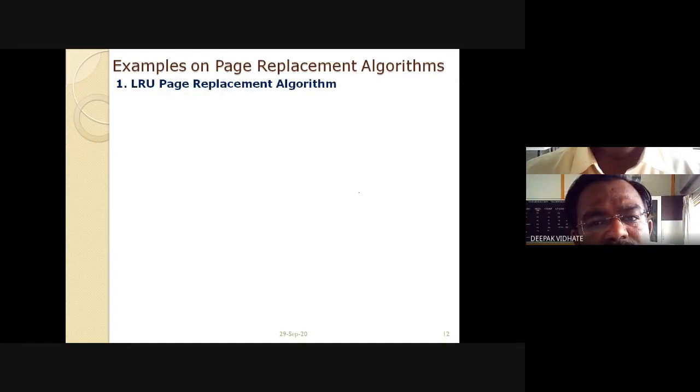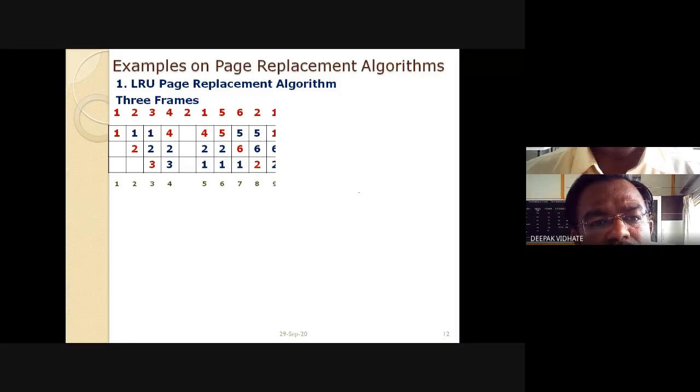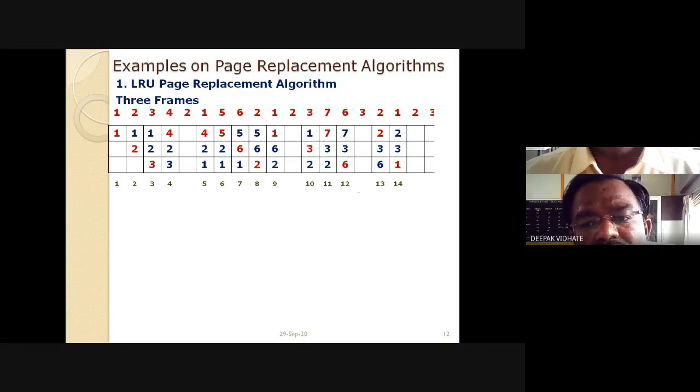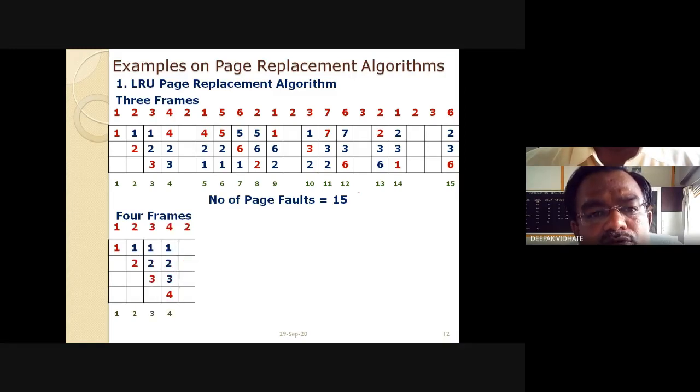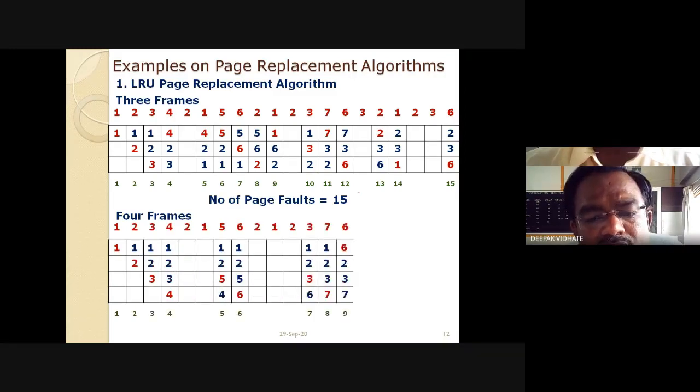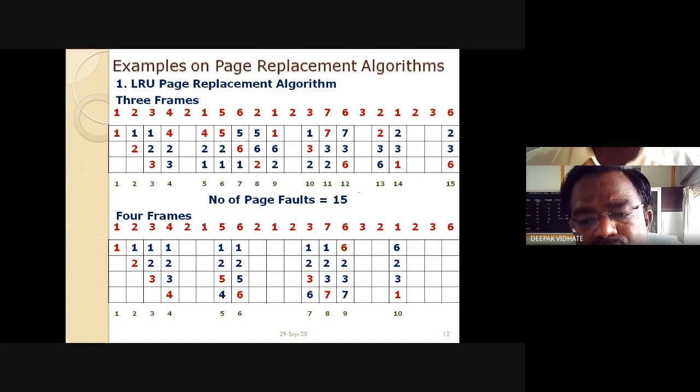So the LRU page replacement algorithm for 3 frames, the same way. How many page faults will there be? There are a total of 15 page faults for LRU page replacement using 3 frames. And if we go for 4 frames for the LRU algorithm, how many page faults occur here? The page faults are 10. So definitely the number is now reduced for 4 frames.